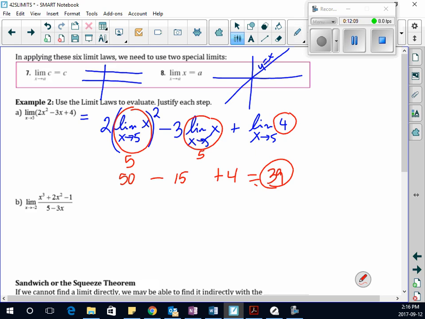Okay, so I'm going to show you a shortcut because these properties are a little bit ridiculous, hey? Guess what you could have done as a shortcut here? Guess what happens when you just plug 5 into those x's? You get 2 times 5 squared minus 3 times 5 plus 4. So what do you get? 39.